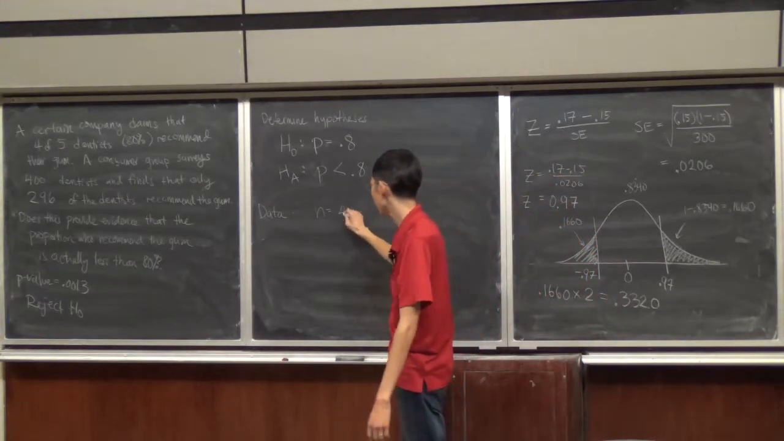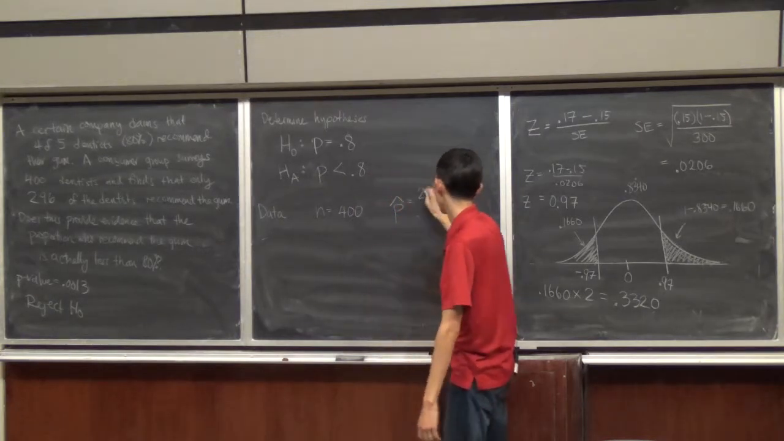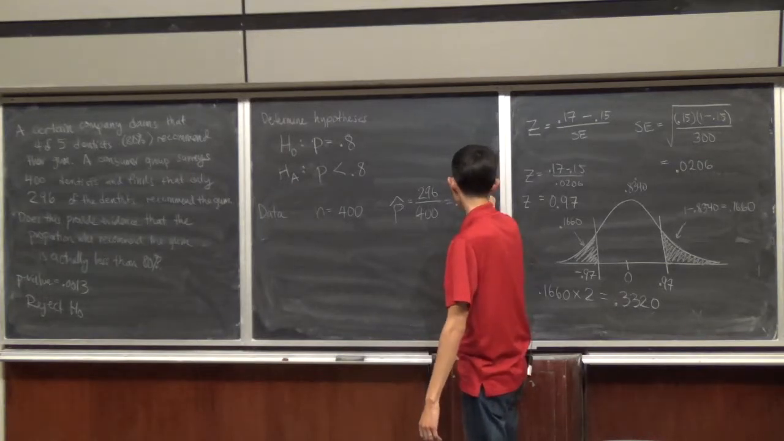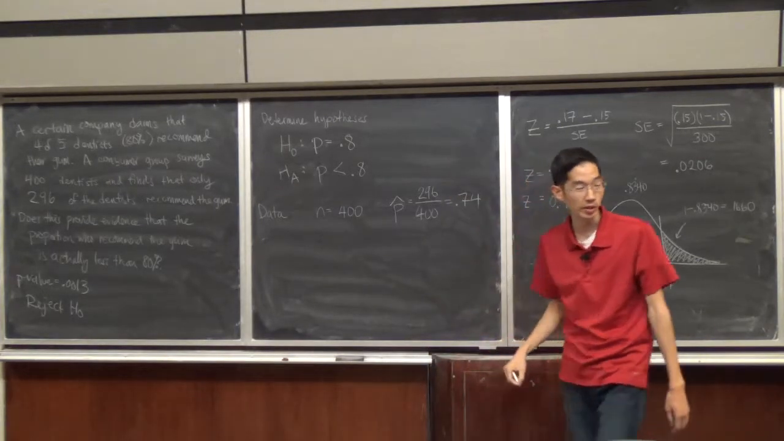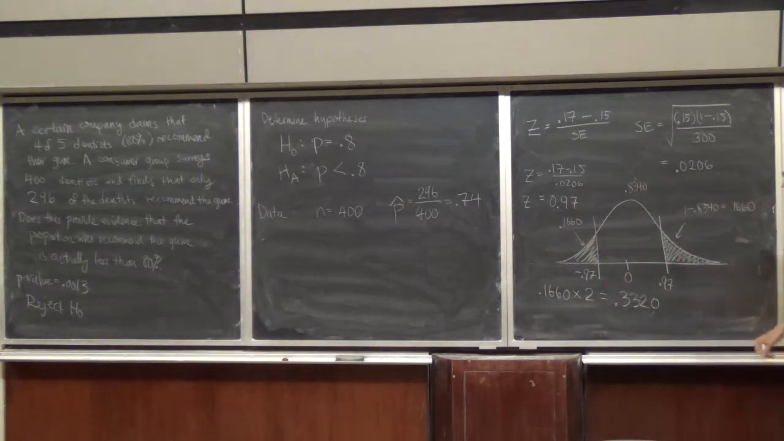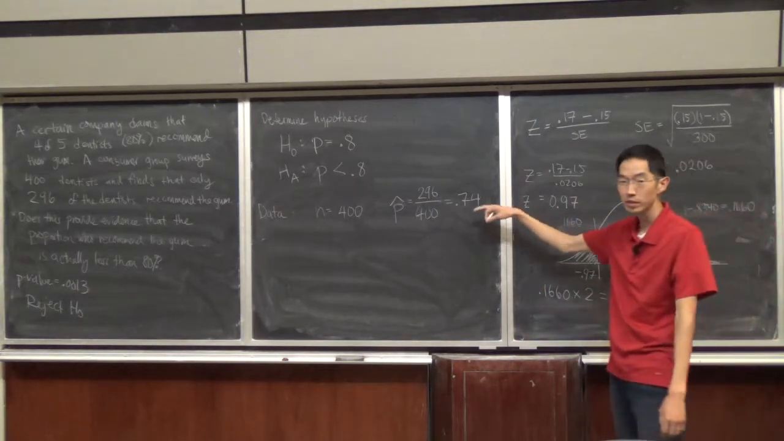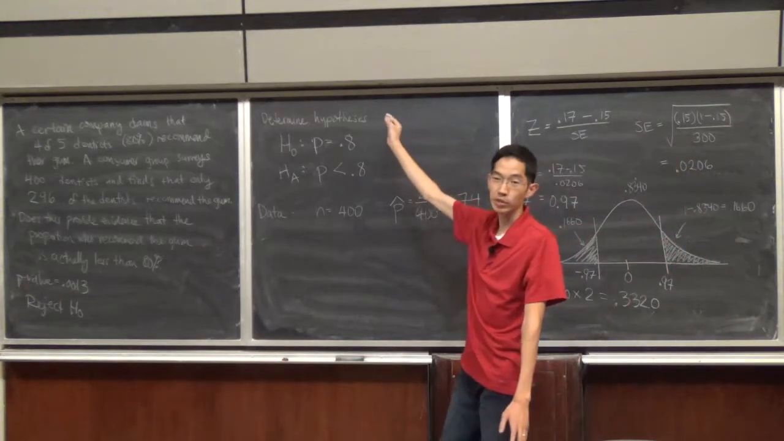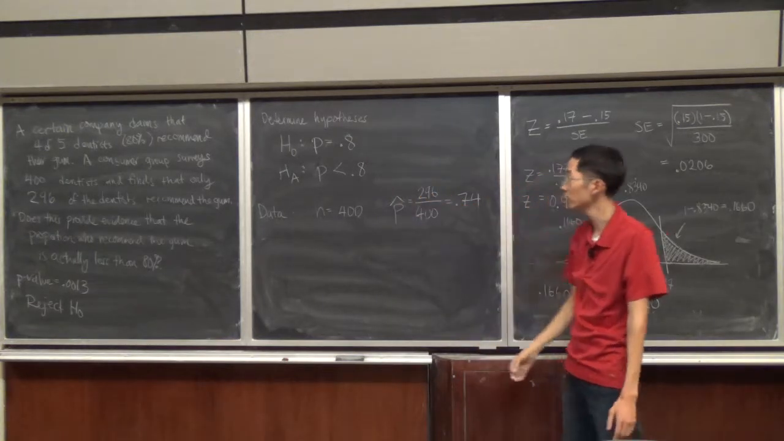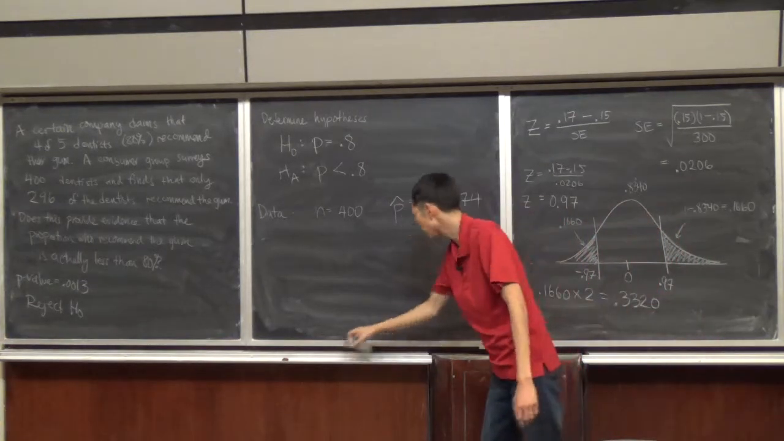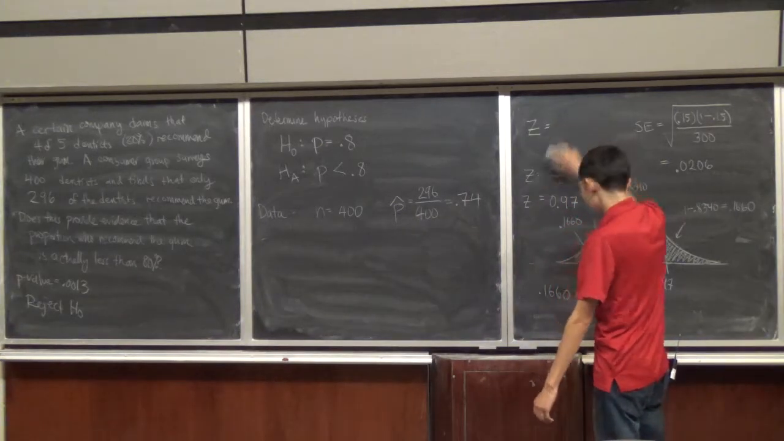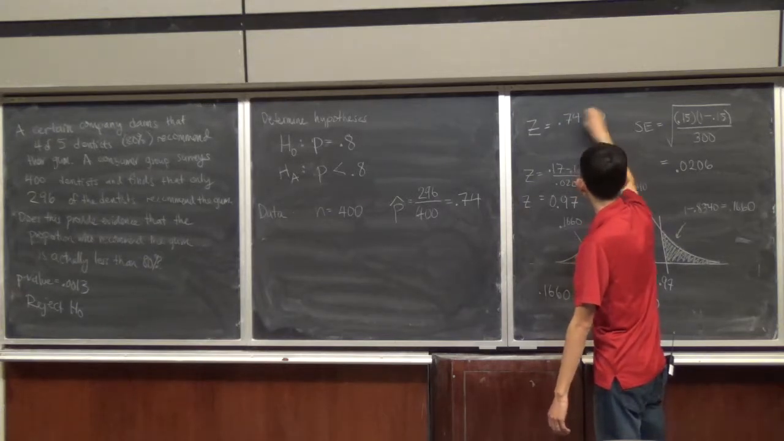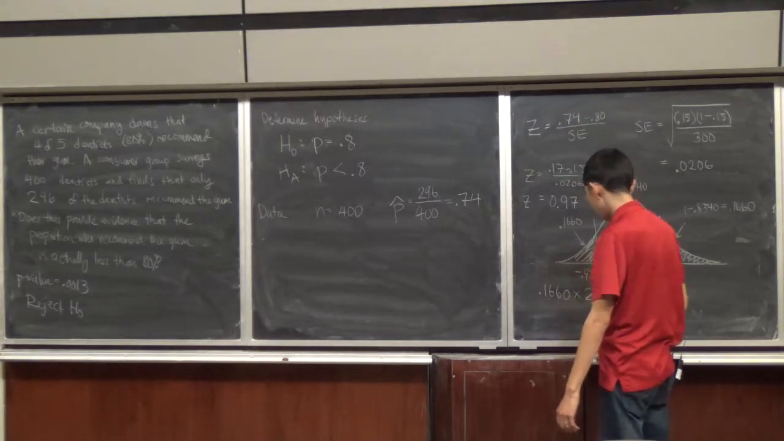So the data is we have surveyed 400 dentists, and we found that 296 out of 400, or 74%, recommend the gum. And we want to know what's the probability of us getting 74% if truly 80% recommend the gum. That's what we want to know. So we're going to do our z-score. So our z-score in this case is 0.74 minus 0.80 divided by our standard error.